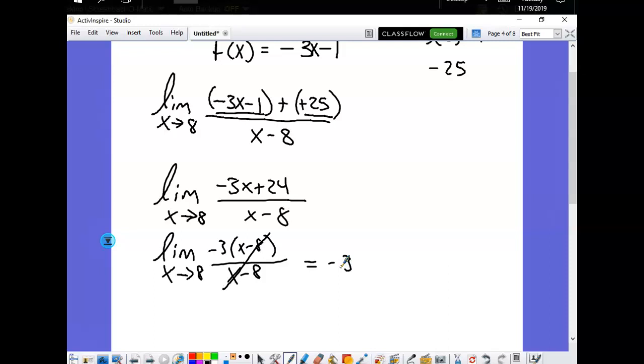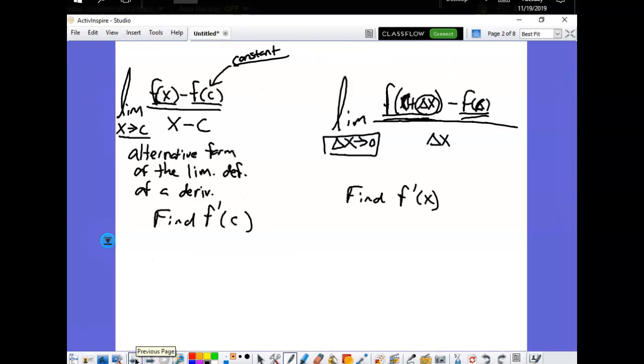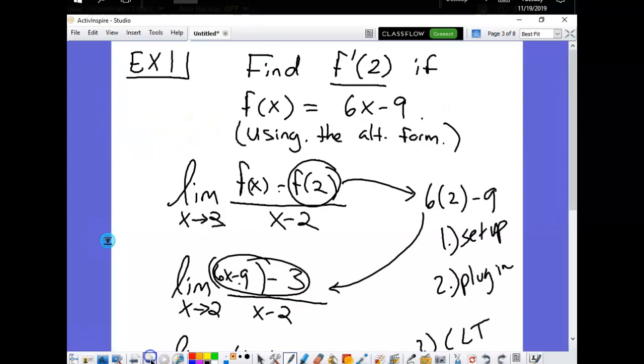Questions? Yes? How do you get the x minus on the bottom? That's the setup. Yeah, so if you look back at this beginning problem, whatever number is here, it's x minus that number.